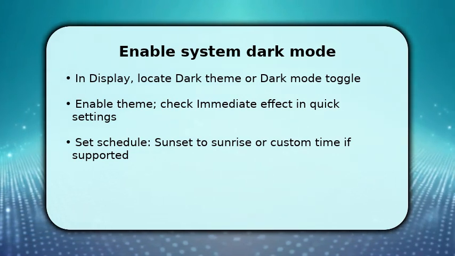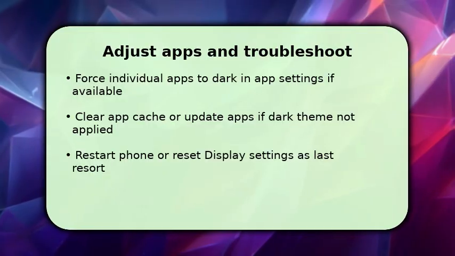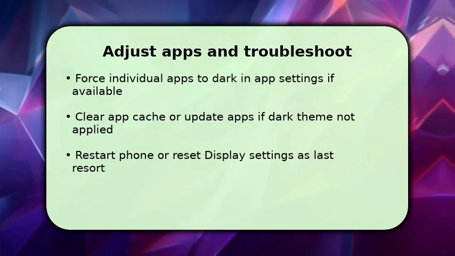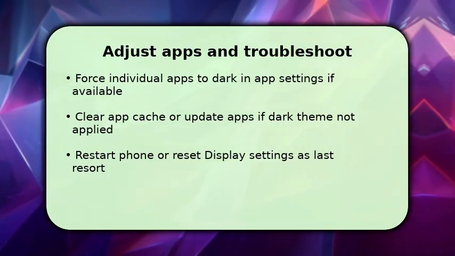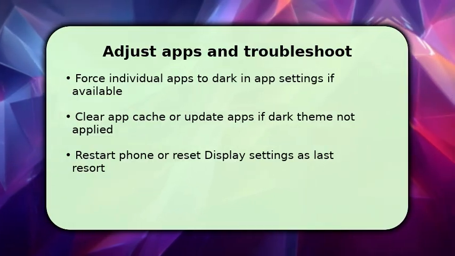You finish by checking apps. Some require their own dark setting, so open problematic apps and enable dark theme in their settings. If an app won't follow System Dark Mode, make sure it's updated, then clear its cache. These steps often resolve theme mismatches.